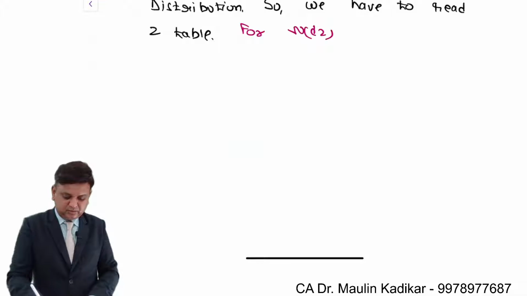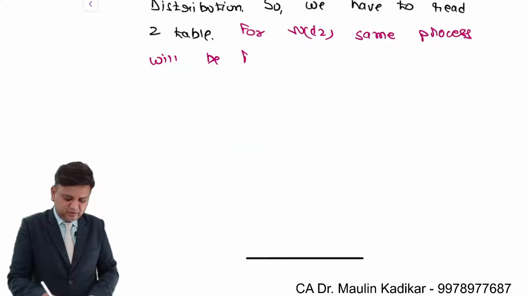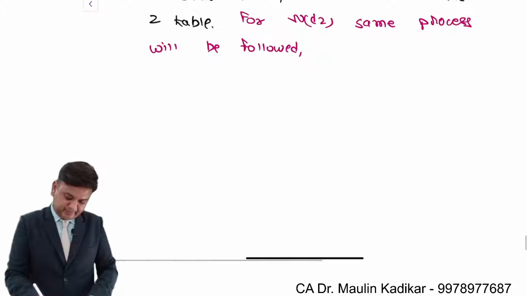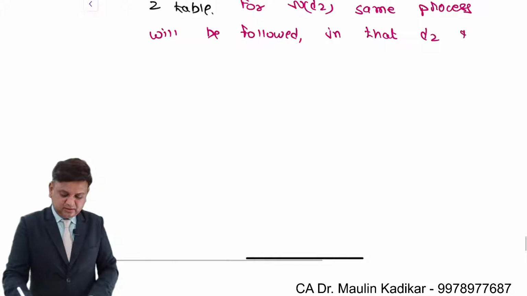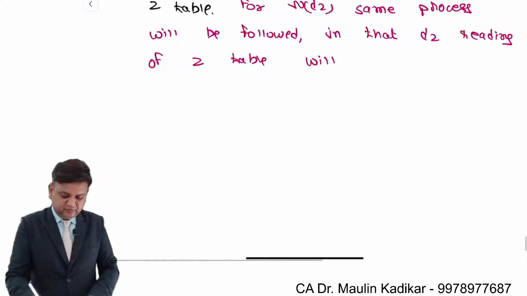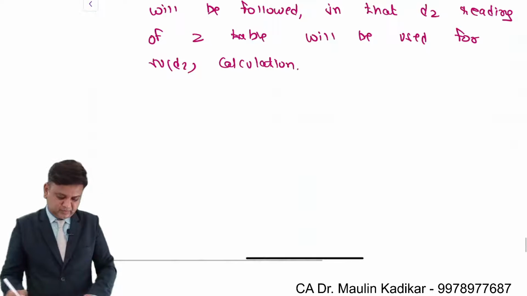For ND2, the same process will be followed, in that D2 reading of Z table will be used for ND2 calculation. Full stop.